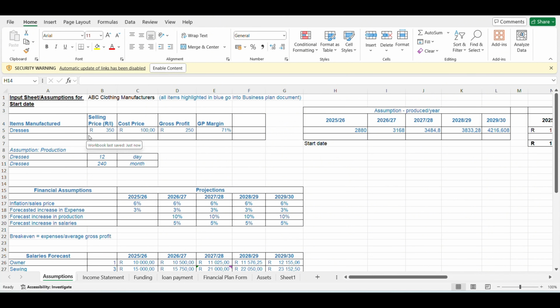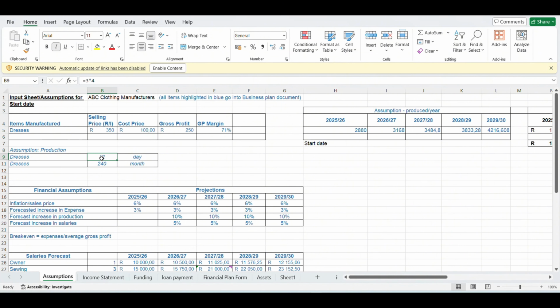So we take the case study, ABC Clothing, where dresses were made for 350 Rand, which was the selling price, and it cost 100 Rand to make it. So I've already pre-populated this financial form just to make the process easy to explain. You'd remember the gross profit was 250 Rand and the gross profit margin was 71%. You would recall in the previous episode that the initial selling price was 300, but we increased it to 350 because the business wasn't really making a profit. They were barely breaking even.